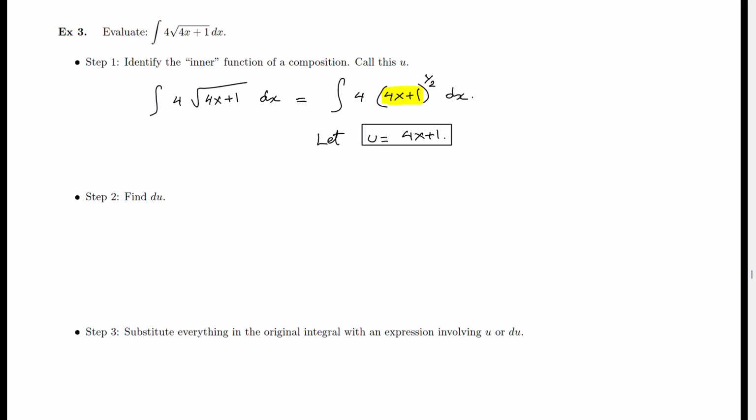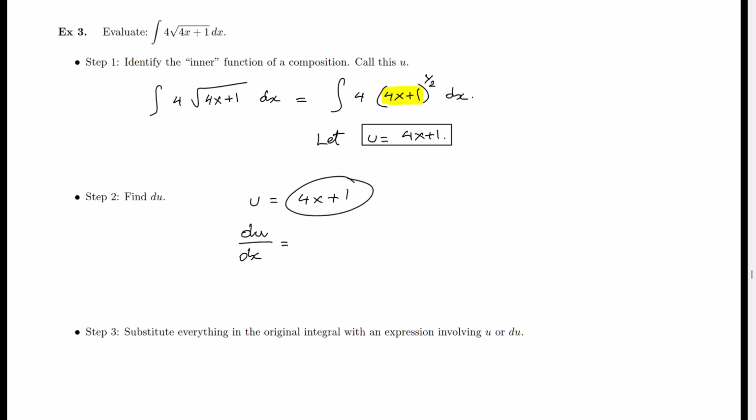Step number 2 is to take the thing that you just called u and basically find its derivative. So obviously the u is made up of a bunch of x's. So what I'm going to do is write down du over dx, that's the name of the derivative, and just differentiate this quantity.